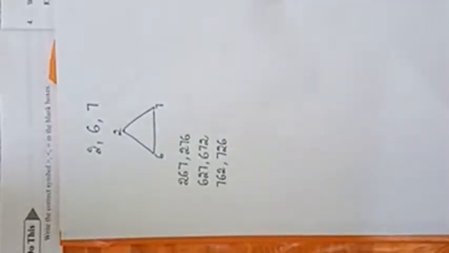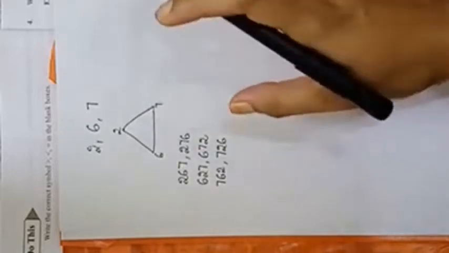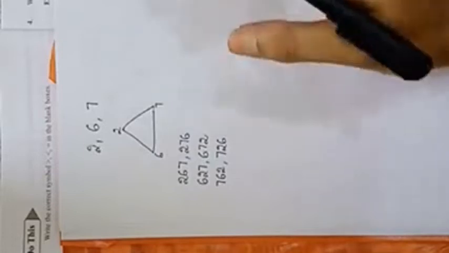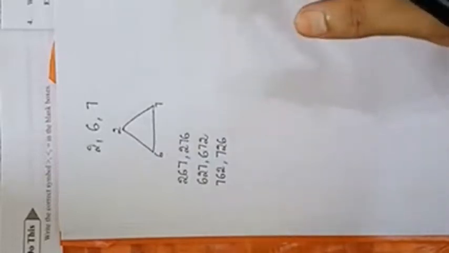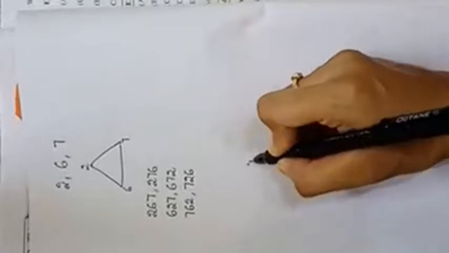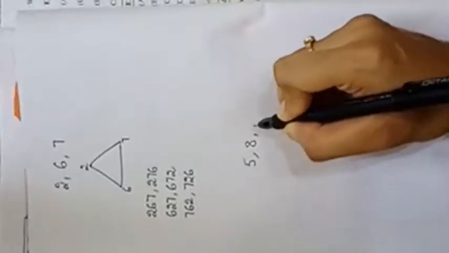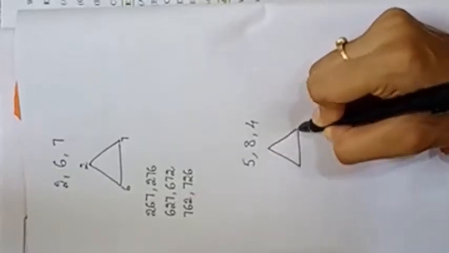Children, I hope you understood how to form 3-digit numbers using given digits. This method you can follow in all cases whenever you are asked to form 3-digit numbers using given digits. One more example I'll tell you, and now you have to answer my question. 5, 8 and 4.